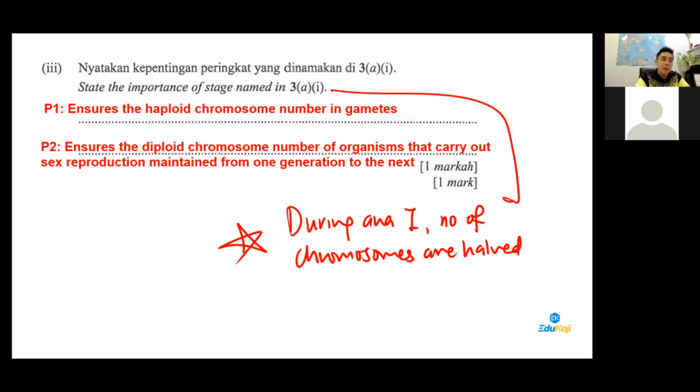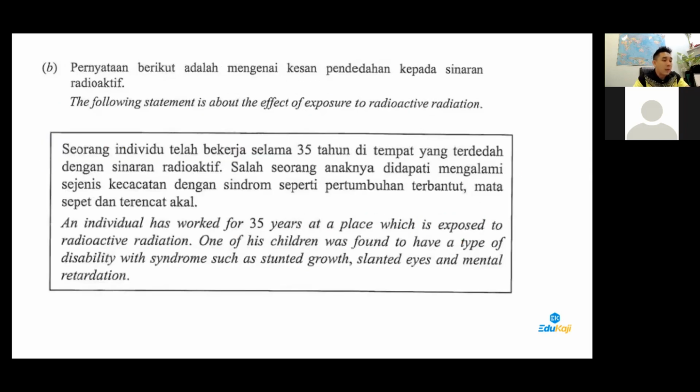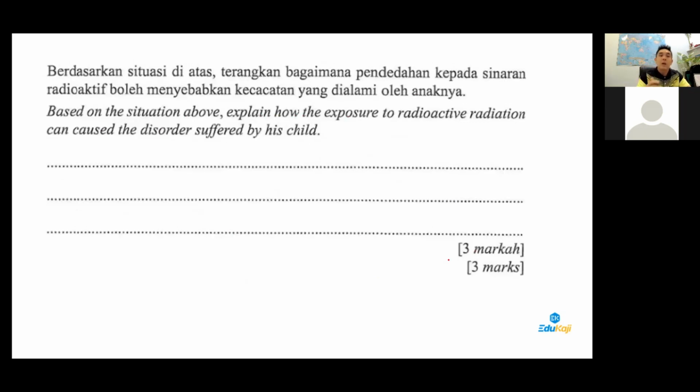I'm giving you this point in case they ask you 2 marks. Okay, now a person who has worked for 35 years exposed to radiation, and one of the children has a disability. Obviously, this here is Down syndrome. Whenever they ask you how it occurs, you must mention mutation.